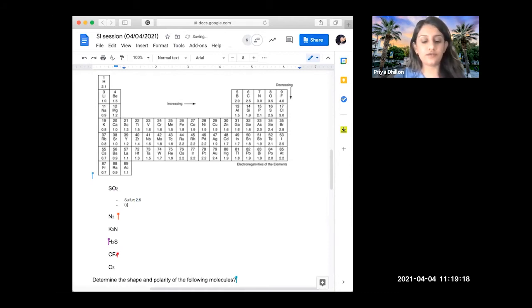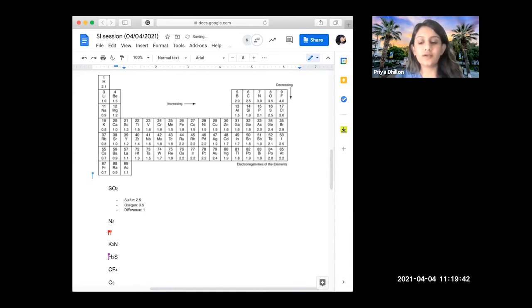And then we are going to find the electronegativity of oxygen. Can somebody tell me the electronegativity for oxygen? 3.5, yep. And now we are going to find the difference. So what's the difference between them? 1. So if it's 1, what category is it? Is it non-polar, polar, or ionic? Polar. Yep, that's right.